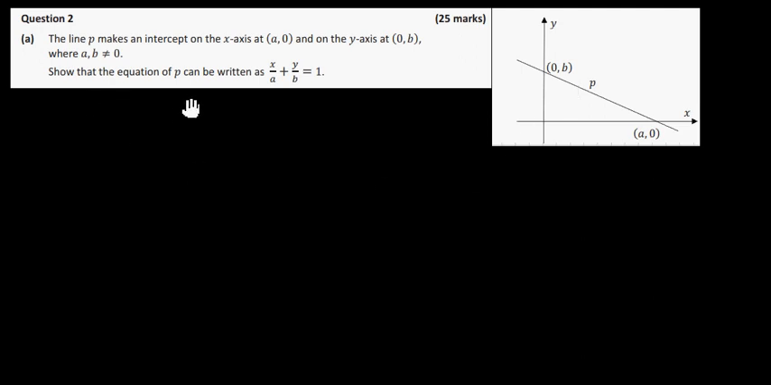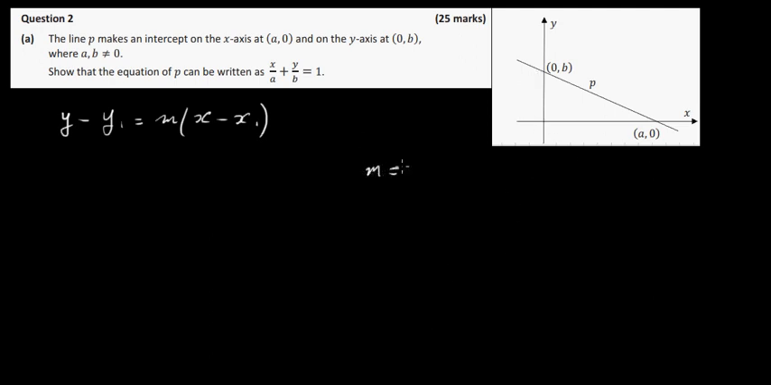So we've got to show that the equation of P, the equation of this straight line here, can be written as x over a plus y over b is equal to 1. Okay, so let's do that. In order to find the equation of a straight line, normally we would use this formula here. And what we need to put into this then is a point and the slope.